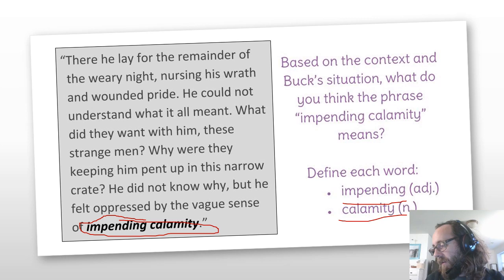What part of speech are they? That's written right here on the slide. Your definition, synonyms, words that mean the same thing, and then drawing a picture or using them in a sentence. So go ahead and do that. Look up impending and calamity, and then we'll have a better sense of what this paragraph means.